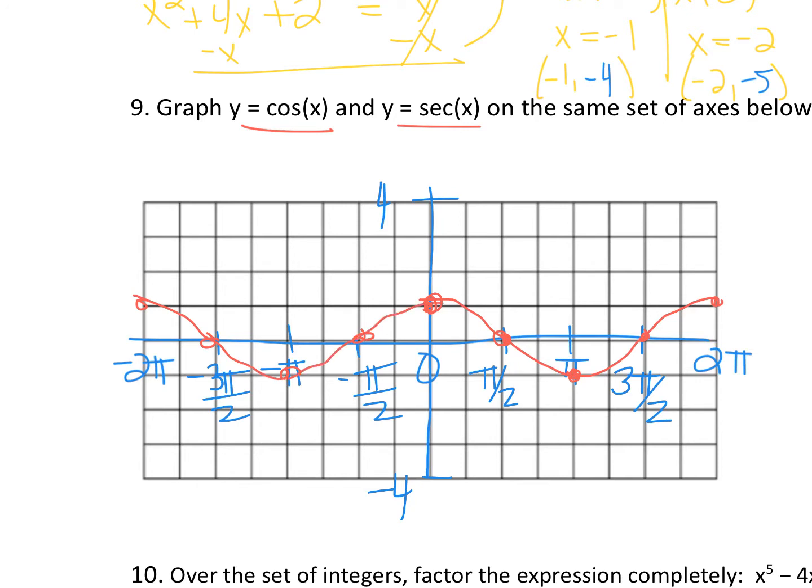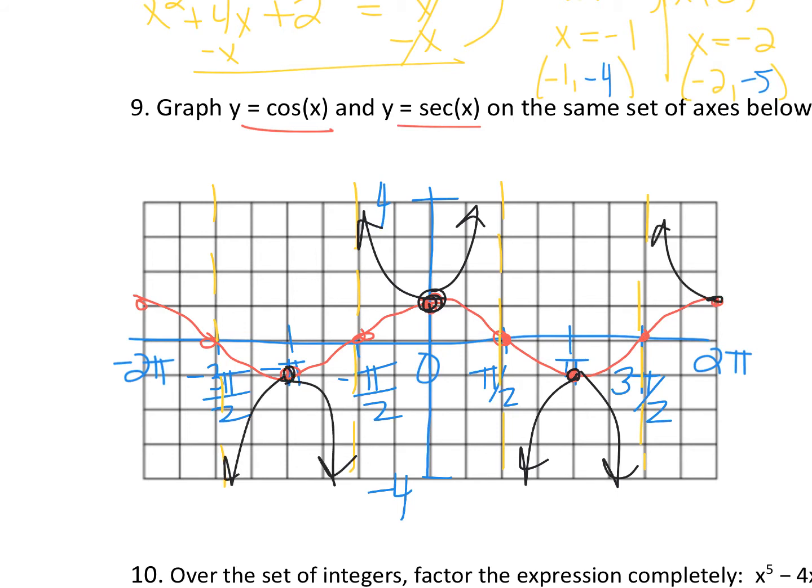Okay, so that's cosine. And then to do the reciprocal, secant, wherever you see it hit the 0 is where an asymptote is. So here, here, and here, because that's where it crosses the x-axis. And then to get the other part of the graph, all you got to do is very simply put a point here and then go up, put a point here and go down, put a point here and go up, put a point here and go down, and put a point here and go up. That's how you do it without the calculator.